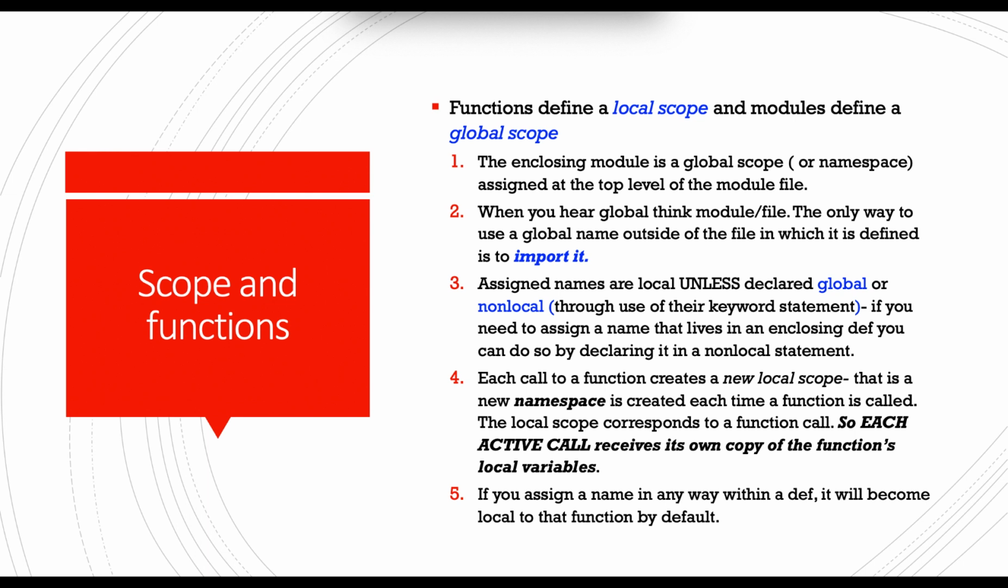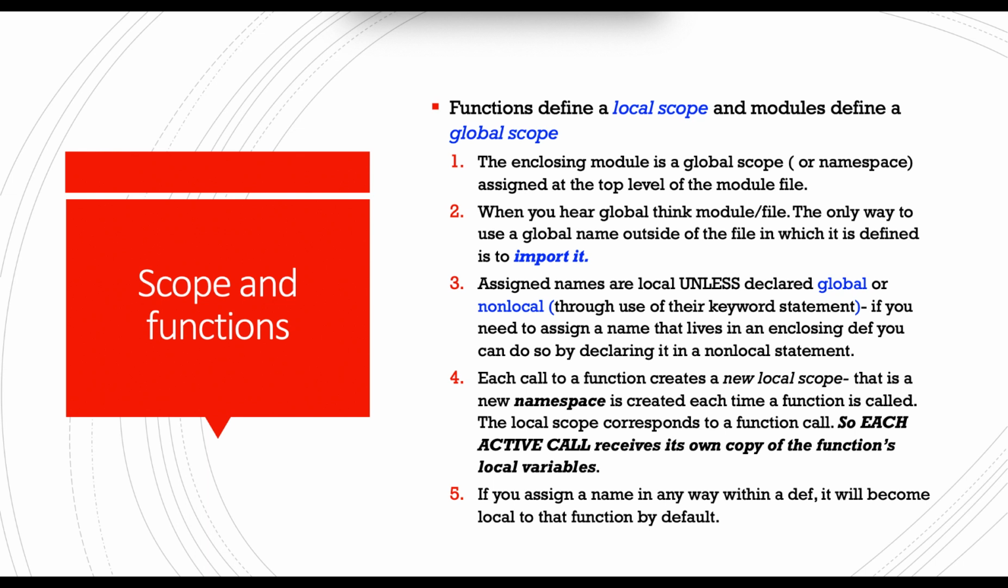The only way to use a global name outside of the file in which it's defined is to import it. Assigned names are local unless declared global or non-local through the use of their keyword statements. If you need to assign a name that lives in an enclosing def, you can do so by declaring it a non-local statement. And we'll see examples of this in just a short while.